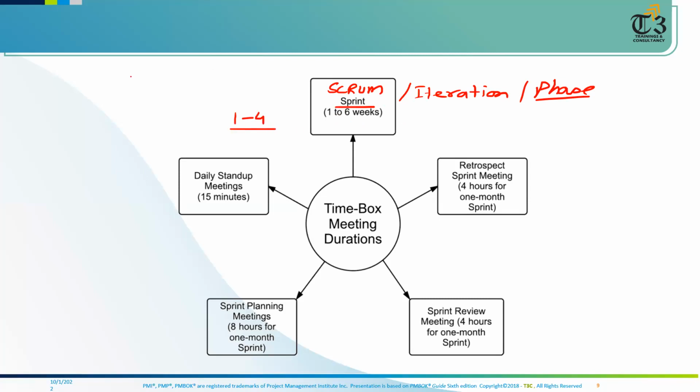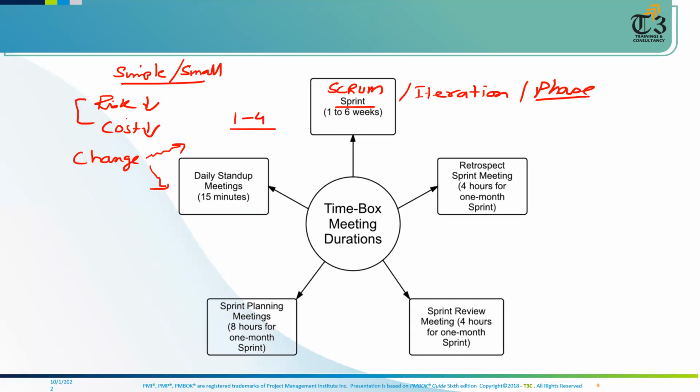Nevertheless, we are saying keep everything as simple and as small as possible. So risk will be less and cost will also be less, which means change will become easier rather than difficult, because these are the two things which always go against change. So the size of the phase or iteration will be 1 to 4 weeks.